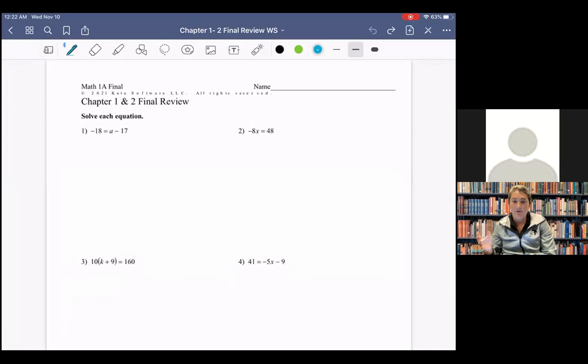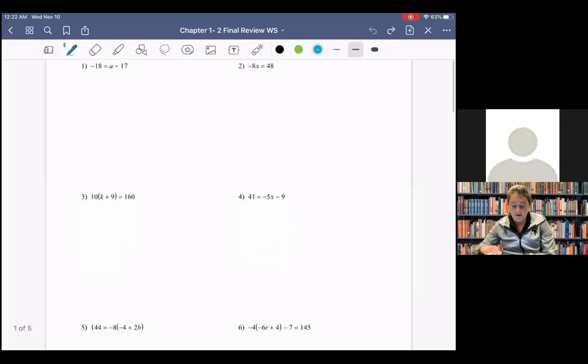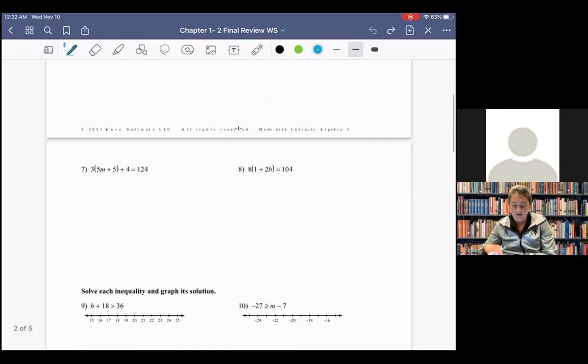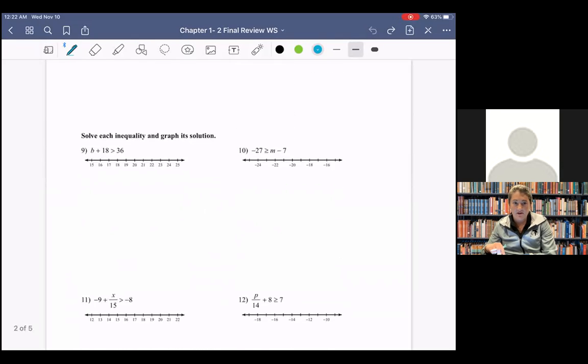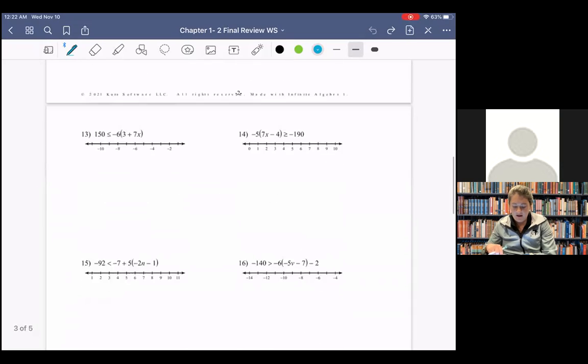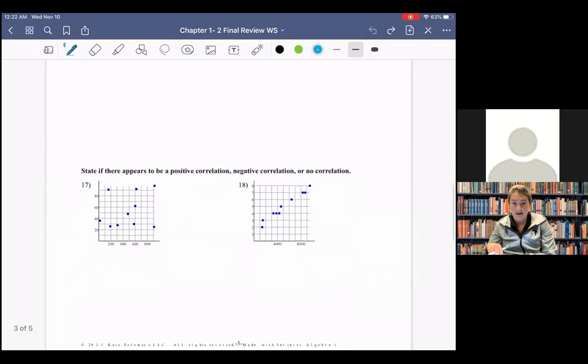So we are going to go through this paper together, the first front, back, front that are about chapters 1 and 2 final. And then you'll be responsible for doing the same sections on your own on the other paper to check and make sure that you got this going right. So we're going to be doing the front page. It says solve each equation, with those 6. The next is solving equations, solve and graph the inequality, and solve and graph the inequalities. Okay, and then the very last one, positive and negative correlation.